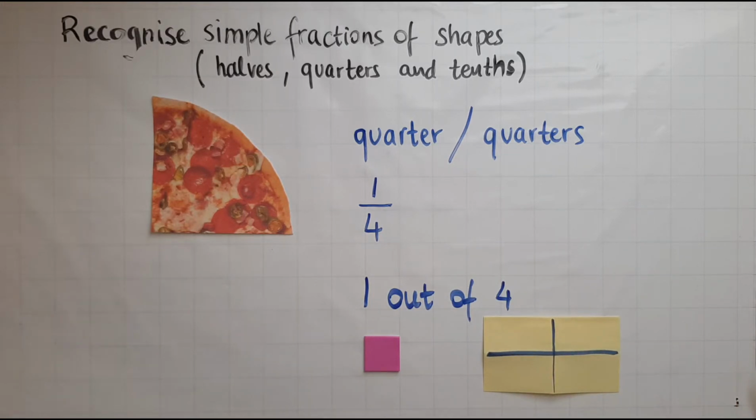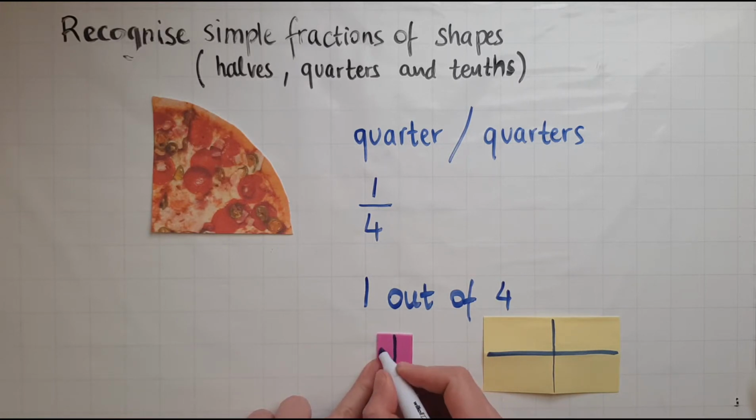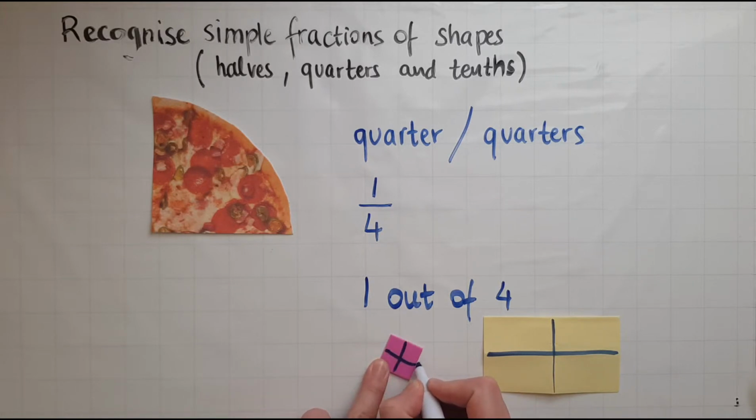And this square in half and then half again. So each and every one of these is a quarter. So this is how you split shapes into quarters.